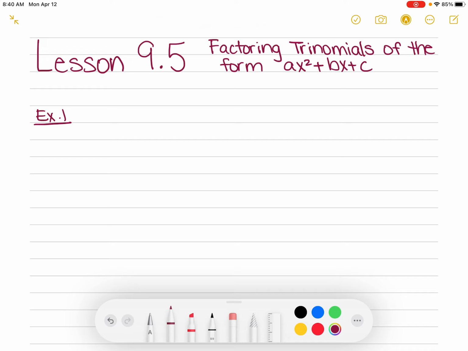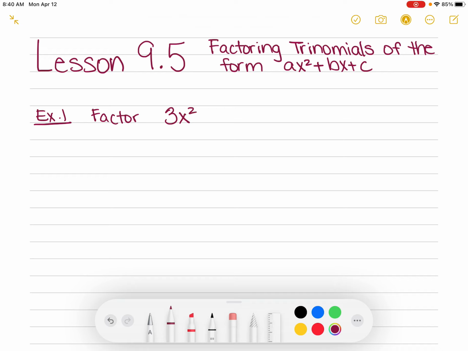Hello students, today we're doing lesson 9.5, factoring trinomials of the form ax squared plus bx plus c. So the difference from the last lesson, 9.4, is this a in front. We did do some similar to this, but not exactly. We only have a couple of examples today because it's very similar to the last lesson, except that it's, I would say, just a tad bit harder.